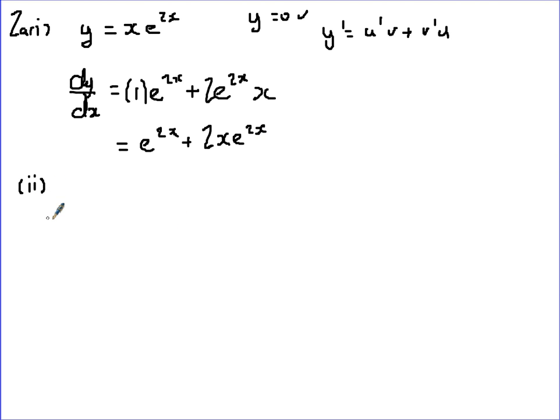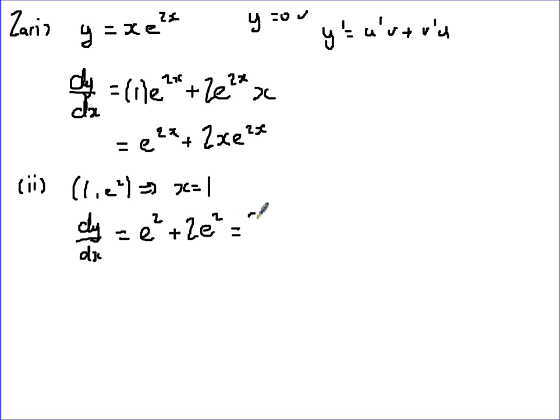Part 2, find an equation of the tangent to the curve at the point. So if we've got what the gradient is at any time, we're looking at the point 1, e squared. So that implies that x equals 1. So dy/dx then is equal to e to the 2, if we put 1 in there, plus 2 lots of e to the 2, which gives us 3e to the 2. That's then giving us our gradient.